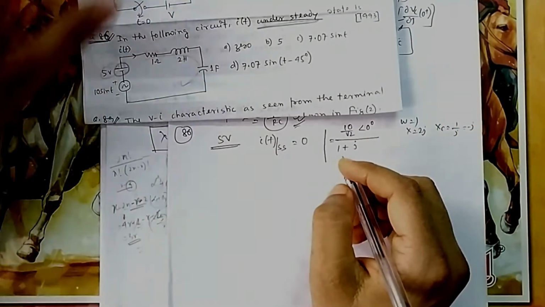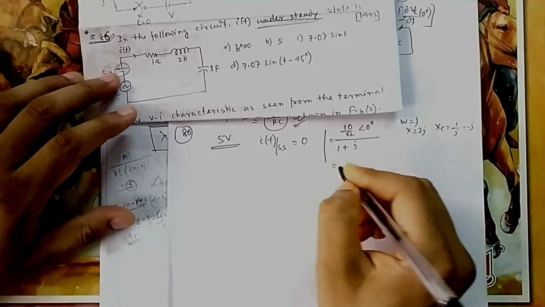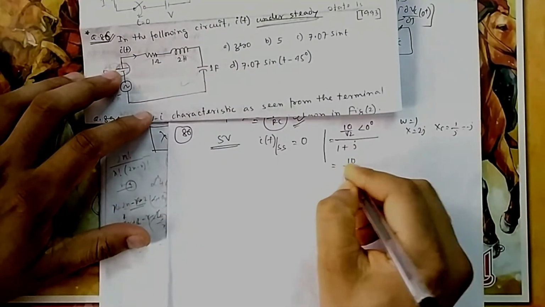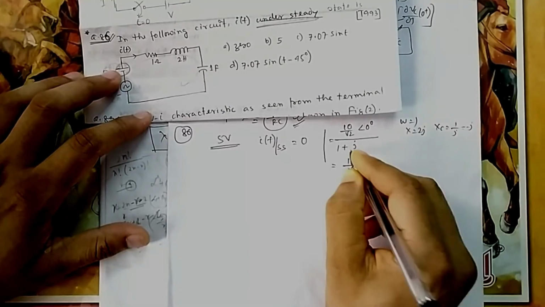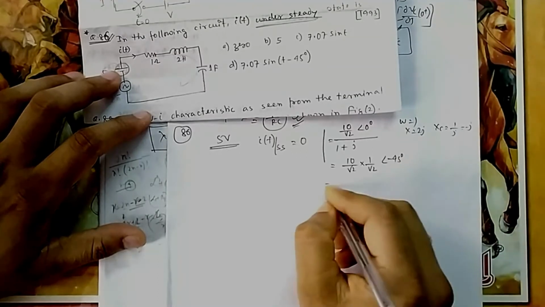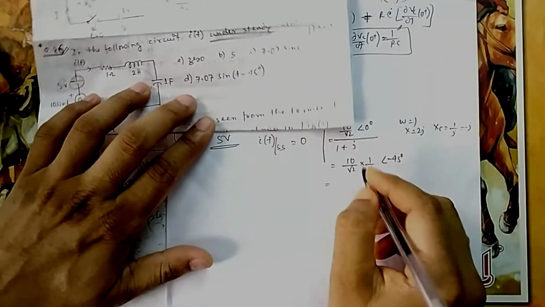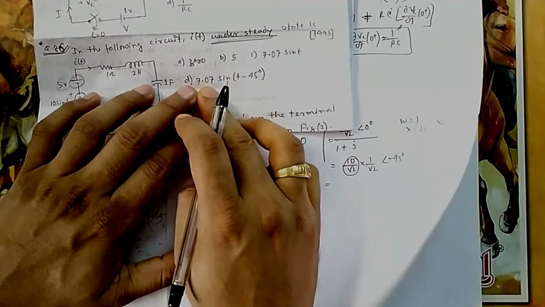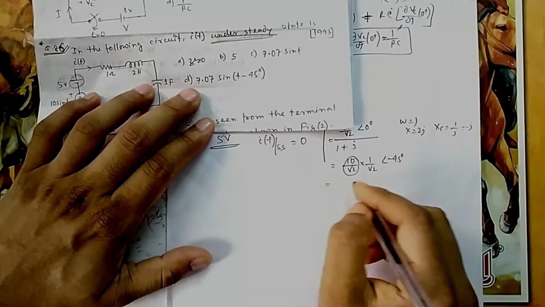If you do it, you will find the answer as something of this fashion: 10 by root 2, this will also give you 1 by root 2 angle minus 45. You will get something of this fashion. So if you write it in sinusoidal, then it will be multiplied by root 2.